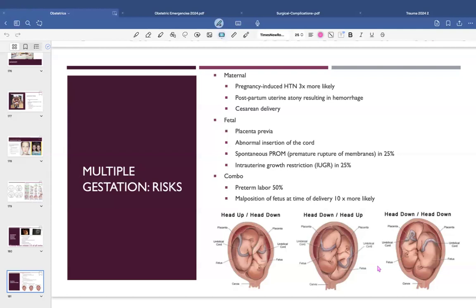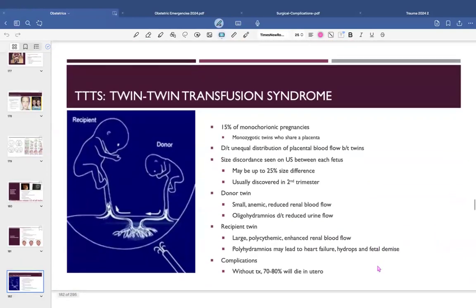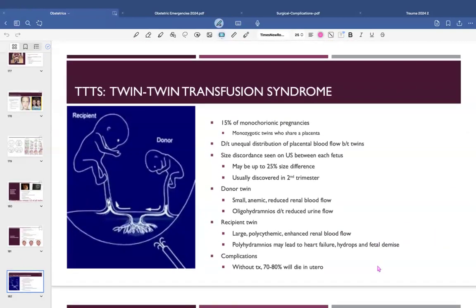They're also at risk for malposition: both heads down, one head down and one head up, cephalic, breech, different types of positions, which we're going to talk about more in labor and delivery. This is rare, so you know how I feel about rare things. I do want you to be aware of it though. Twin-to-twin transfusion syndrome occurs in about 15% of monochorionic pregnancies. Monochorionic means one placenta. They share one placenta.